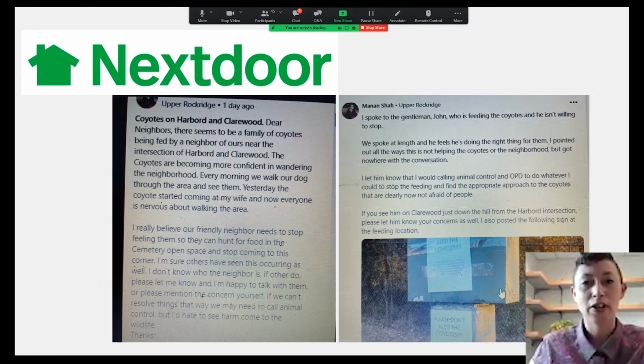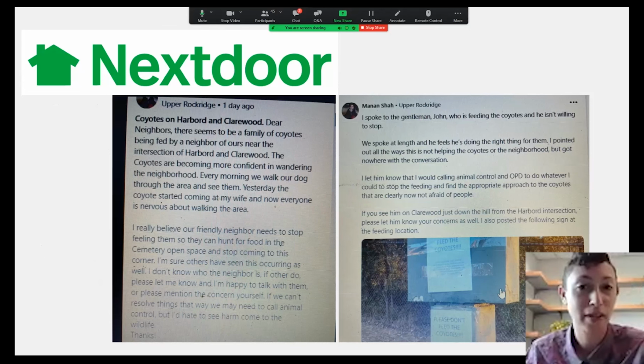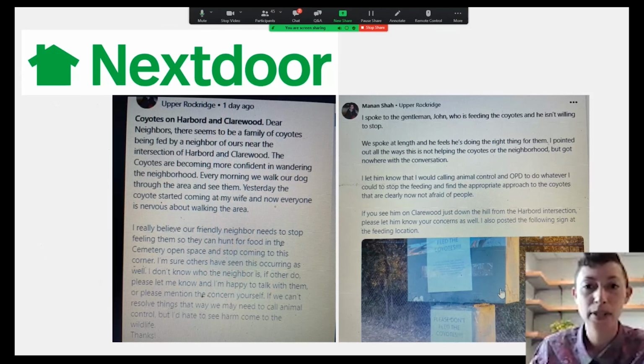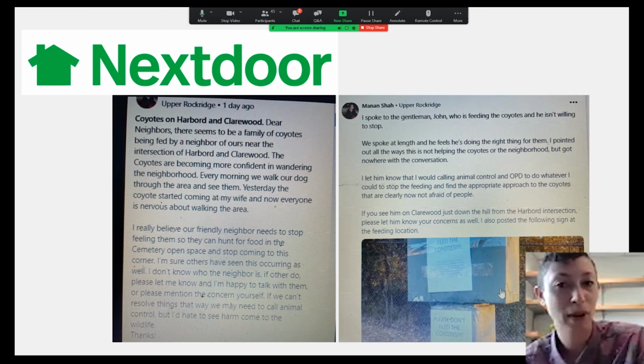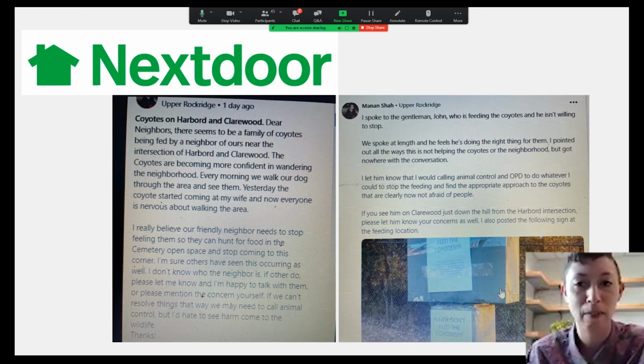We can also use alternative participatory data streams that are very prevalent in cities, like Nextdoor, to understand people's perceptions and community experiences. So of course, there are a lot of limitations of Nextdoor, such as the bias in who's posting on Nextdoor. There's also a potential power of Nextdoor as a way to engage community representatives.